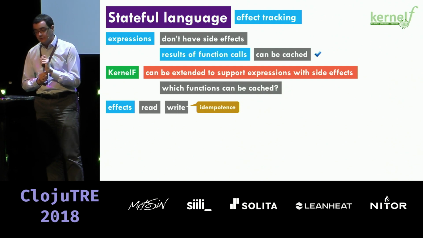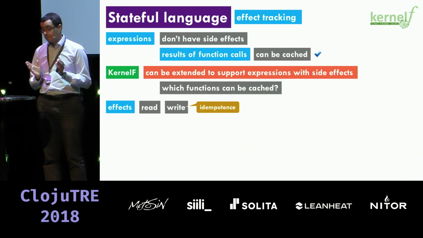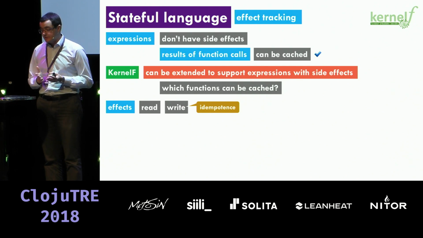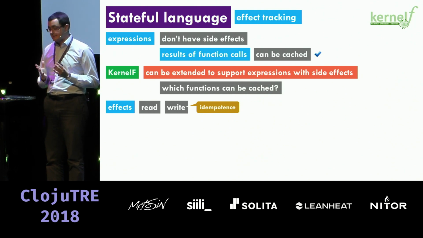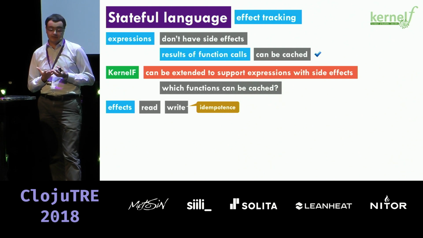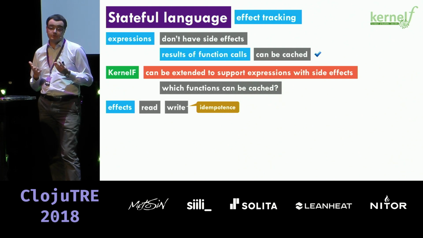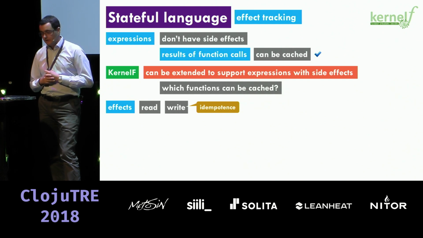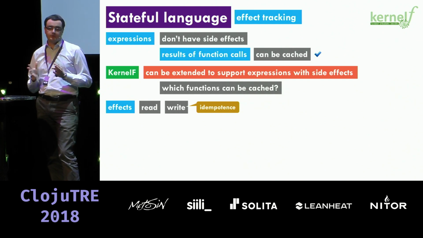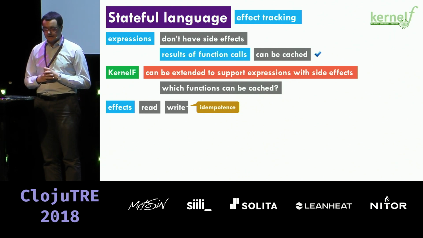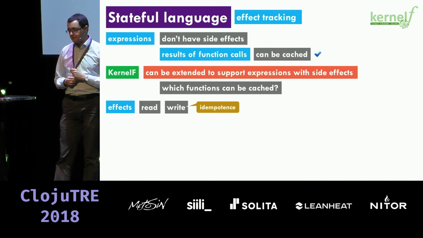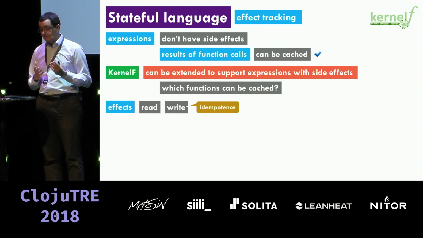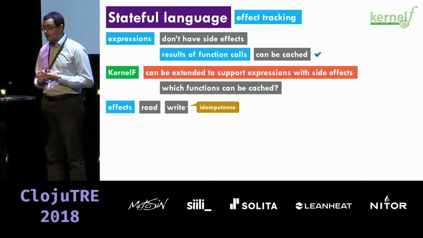KernelF is a functional language, and no expressions have side effects. This means that it is possible to cache the results of function calls when they are called with the same arguments. Because KernelF is extensible, it may happen that new expressions have side effects, or KernelF may be embedded into a language with side effects. So one has to know the functions that can be cached and those that cannot be cached. This is done by effect tracking. KernelF distinguishes between read and write effects, and for write effects, it also tracks idempotence. That is, whether a function can be applied multiple times without changing the result after the initial application.